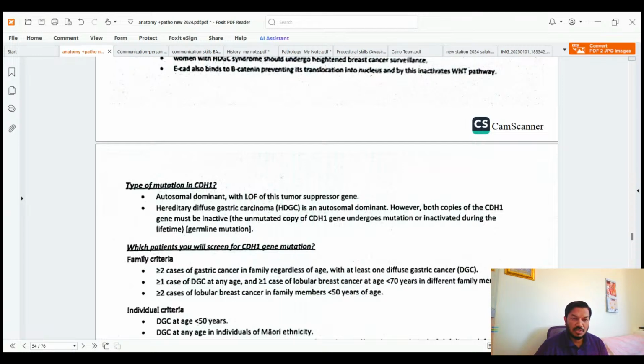Type of mutation in CDH1: it is autosomal dominant with loss of function of the tumor suppressor gene. Hereditary diffuse gastric carcinoma is autosomal dominant.